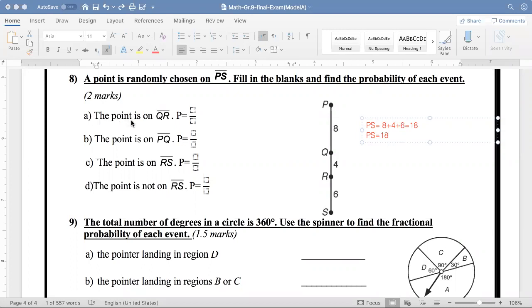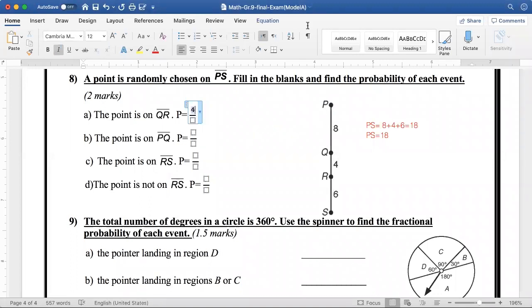So the point is on QR. I'm going to put the measure of QR over the total length. The measure of QR is 4, and the total length of PS, the whole line, is 18. So down I'm going to write 18. This is how I write the probability of finding a point on any line. If I am talking about QR, I'm going to write the length of QR over the total length.